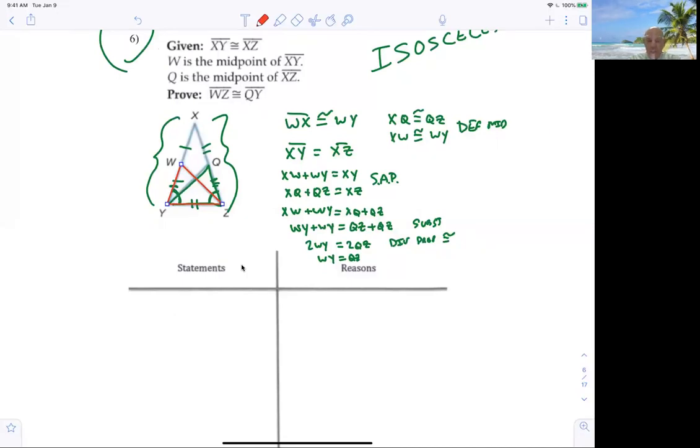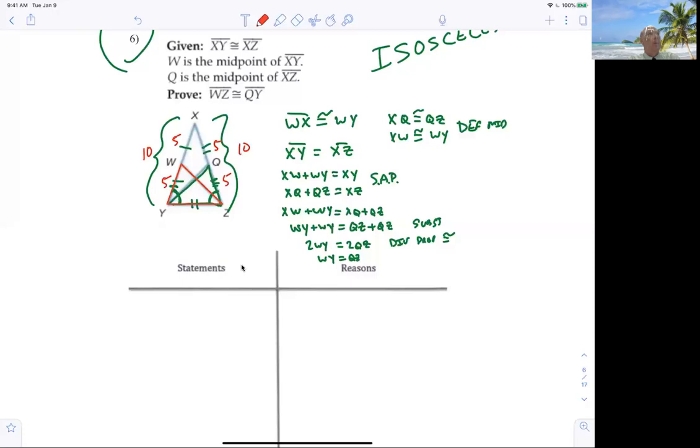So I knew then that QZ is congruent to WY. So I agree with that? Now, just to make sure, if I said this was 10 and this was 10, the midpoint would make that 5, that 5, that 5, and that 5, right? So that's how I know they're equal. Should everybody agree with that? I just showed 10 as a visual so you could see that.